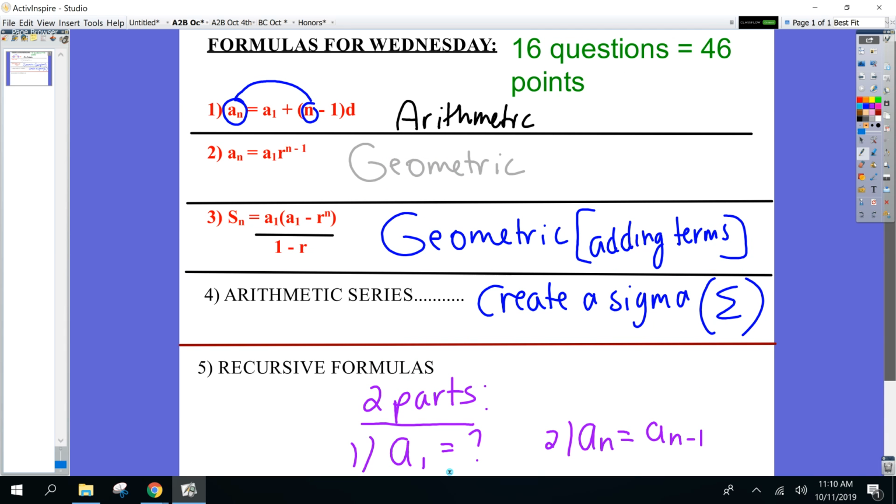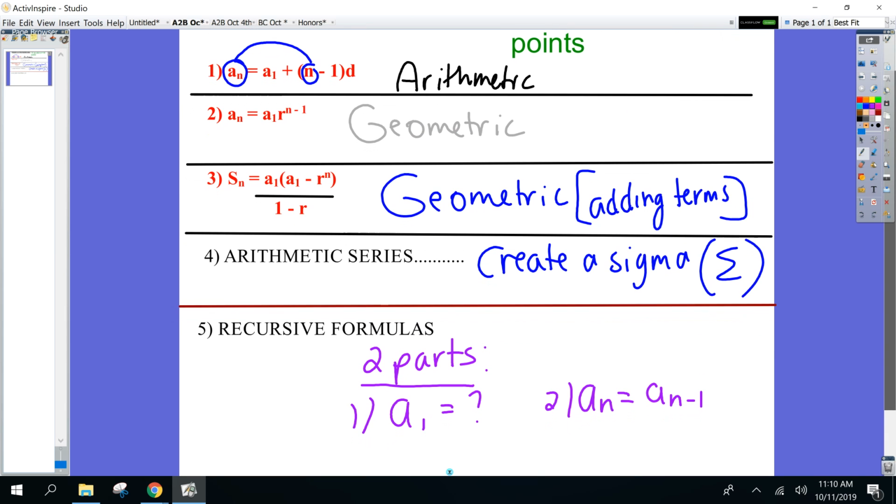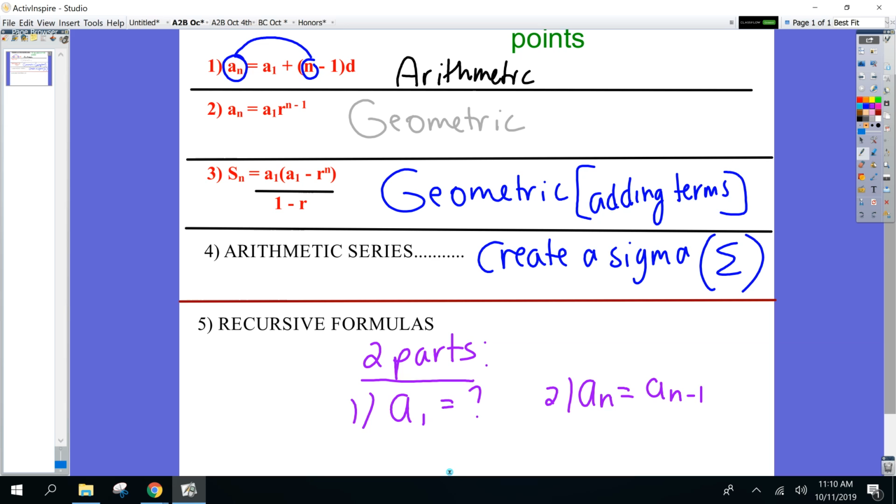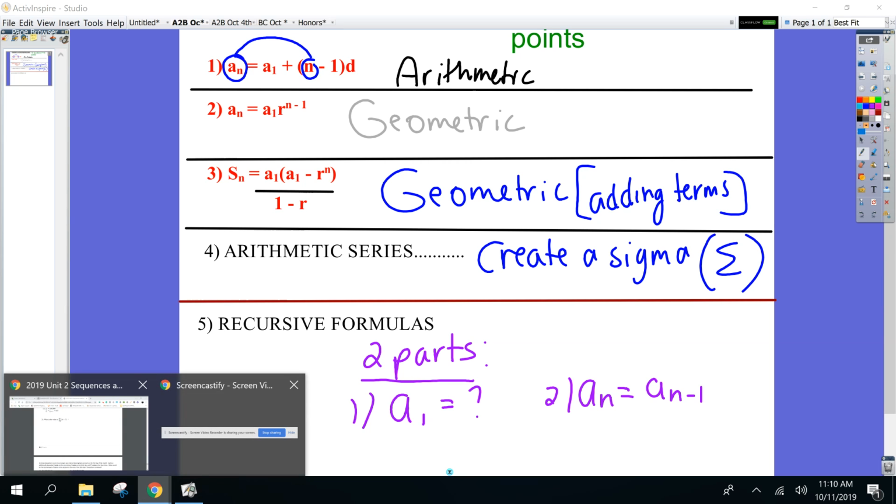Is there anything you want to ask about these before we start using them and using them and using them over and over again? Okay, let's do this. How many review questions did I say? 30, 20, 27? Okay.